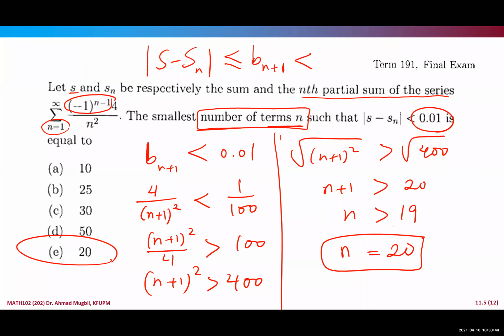But we want to minimize the work. It means that what is the minimum number of terms that I need to add to each other so that the error will be that small. Of course, n equals 21, 20, it works, but he is asking about the smallest one. Okay. Is this idea clear for you? If it is clear for you, you will solve the next exercise.